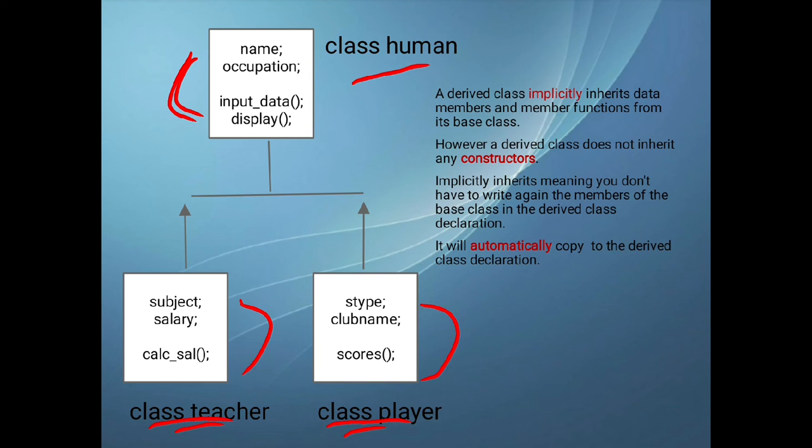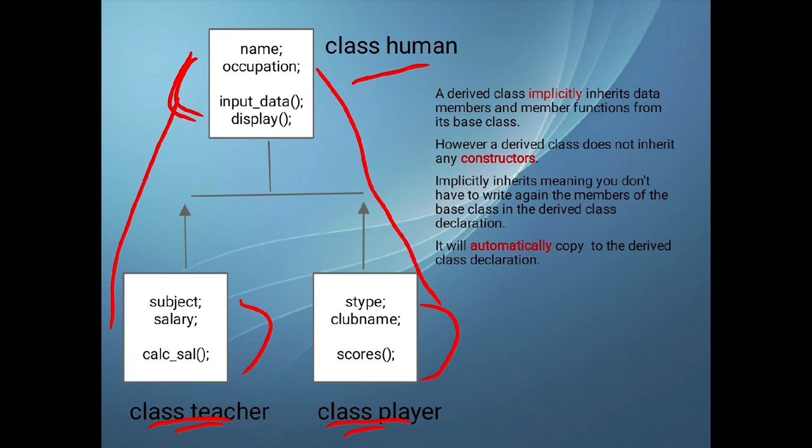So what happened is that implicit inherit. You will see in the code, in the class teacher and in the class player, the members name, occupation, input, data, display will not be written when the class teacher and class player are being declared. They will not be explicitly declared, they will not be written here, and not here also. What it will do is that it will be implicitly declared.